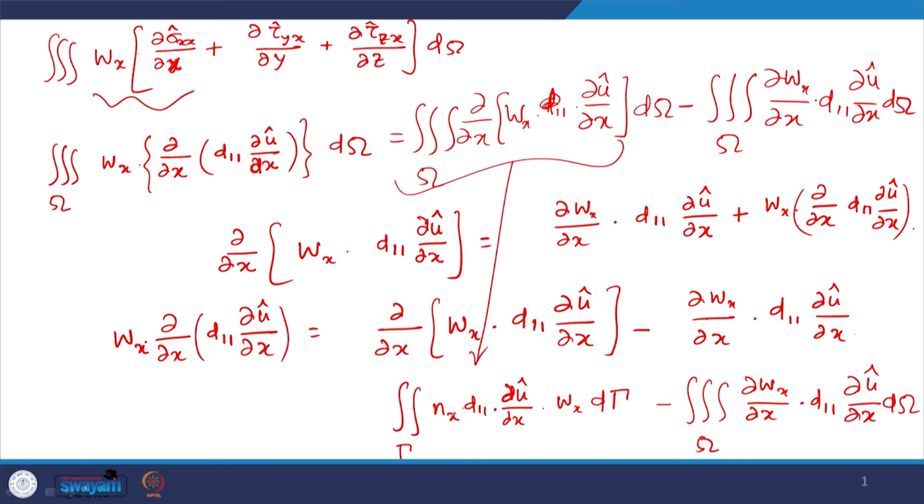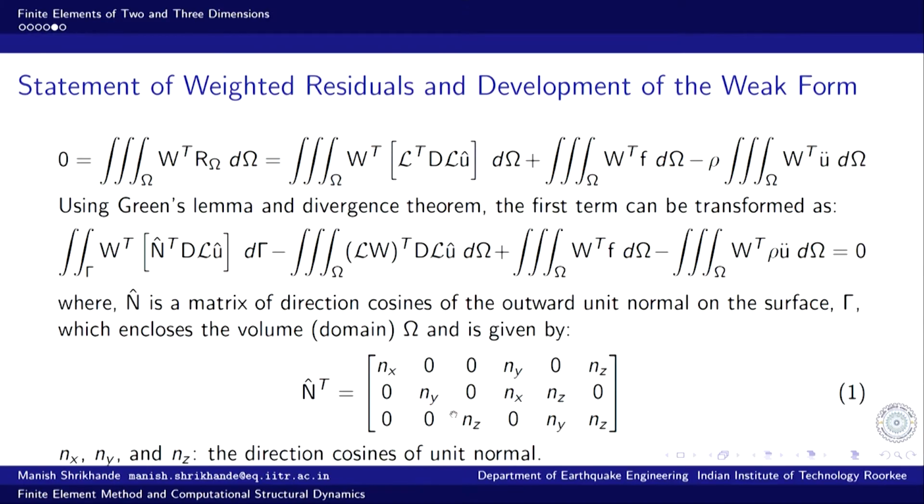So, this we can do term by term. For the second term it is the derivative with respect to y, so it will be n y in the similar term here. In the third term it is the derivative with respect to the z direction, so it will be n z in the third term here. We can continue with this term by term eventually, and then we get the governing differential equation.